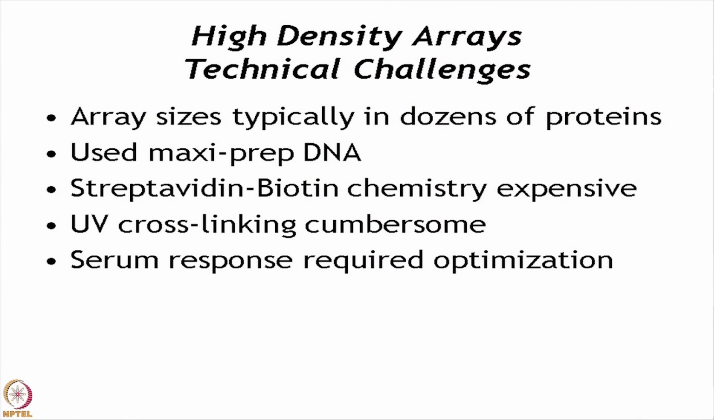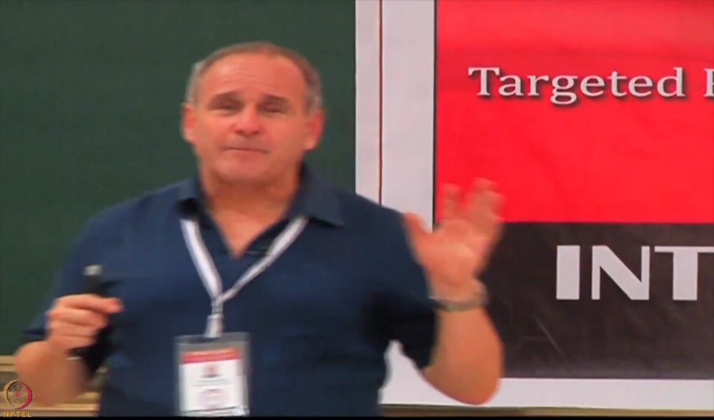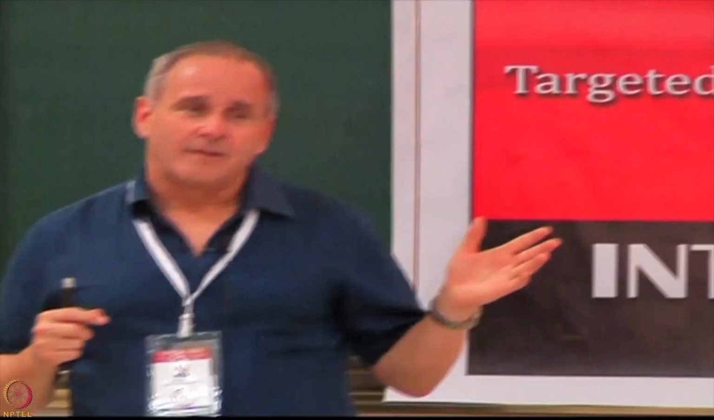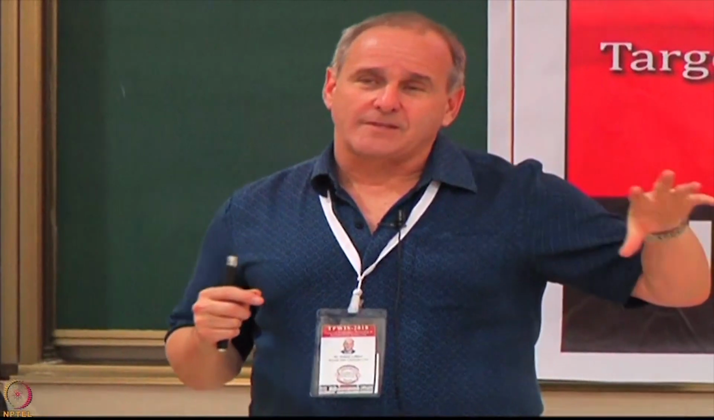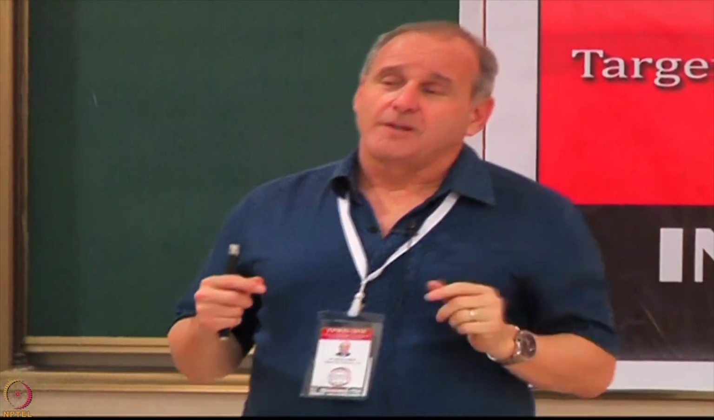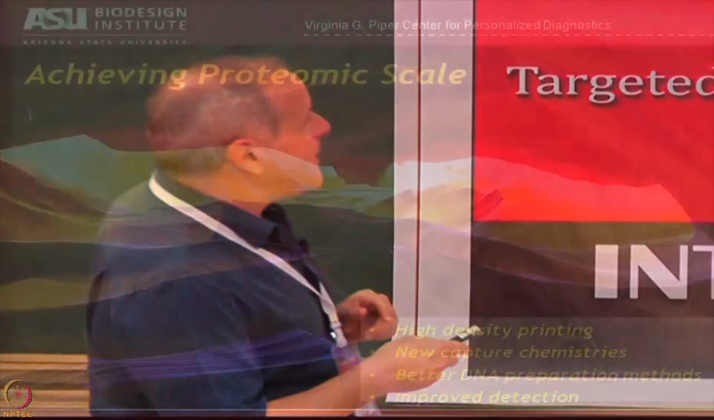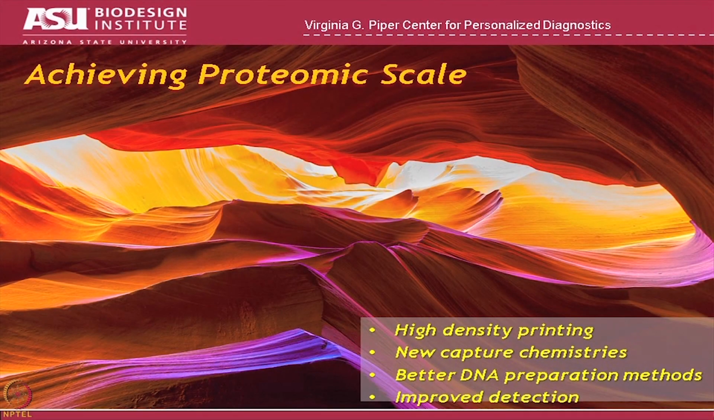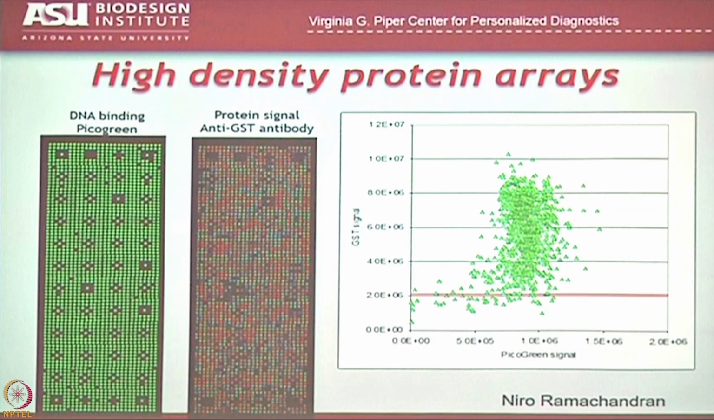So I'm going to fast forward a little bit. I'm not going to go through all of the optimization experiments that were done. You're going to learn how to make these arrays using our current approach. But we spent a lot of time working on the high-density printing, developing a better capture chemistry, figuring out how to make DNA in high throughput, and figuring out how to detect the interactions in a more ready and easy way. And this is sort of the result of all that work.